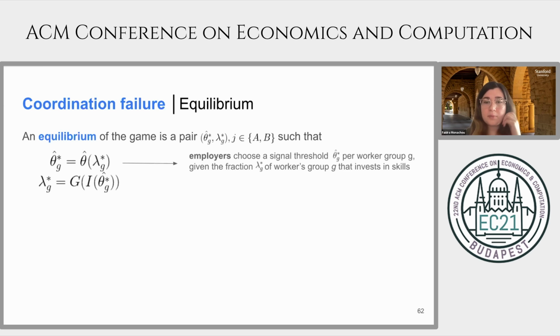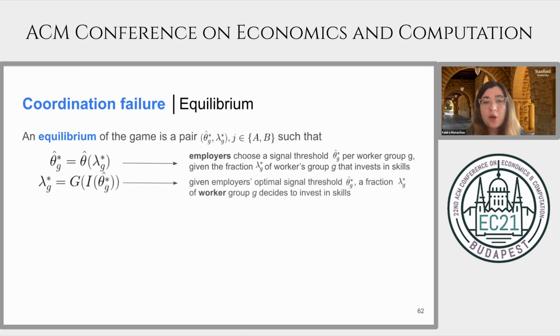In simple words, the first equation says that employers choose a signal threshold, this theta hat star per worker group G, given the fraction of workers in the group that invested in skills. The second equation says that given the employer's optimal signal threshold, some fraction of this worker group G will decide to invest in skills. Combining these two functions together, we get this final equation here.